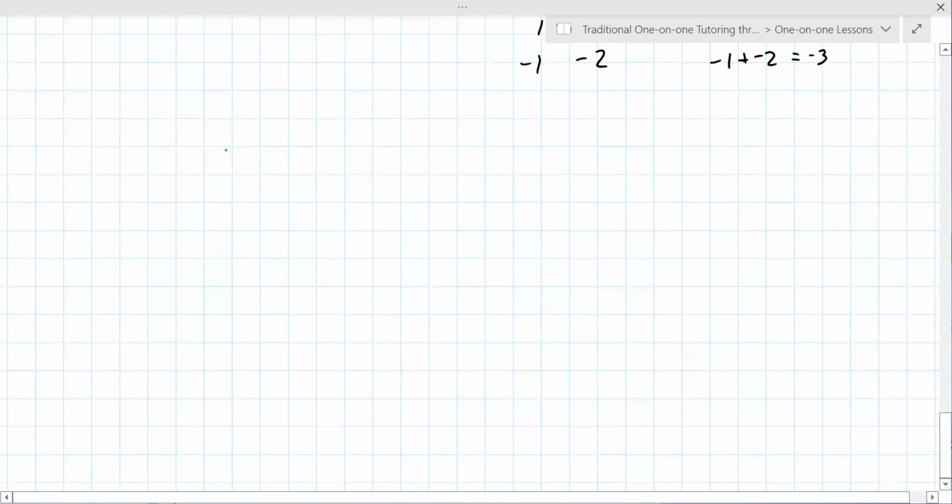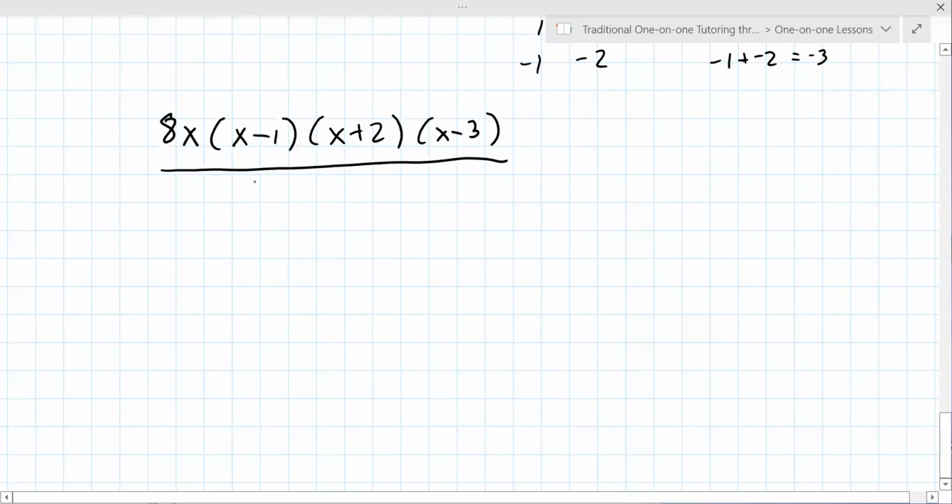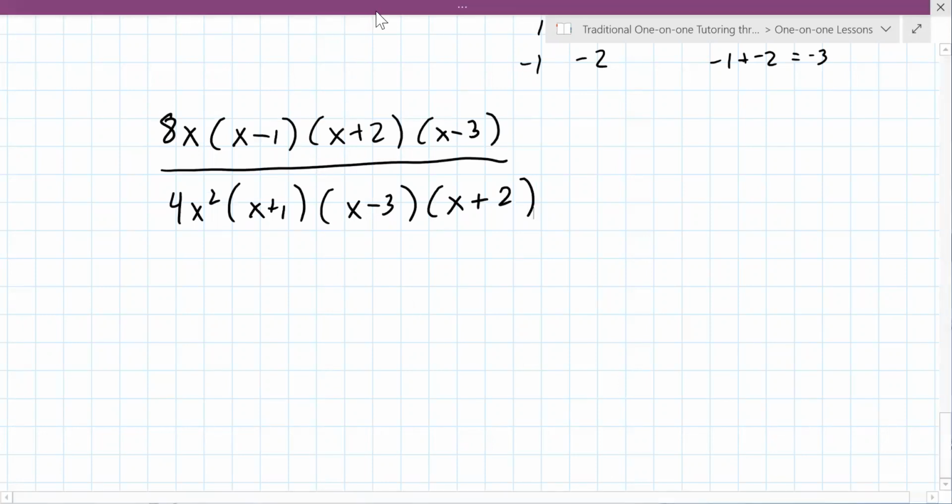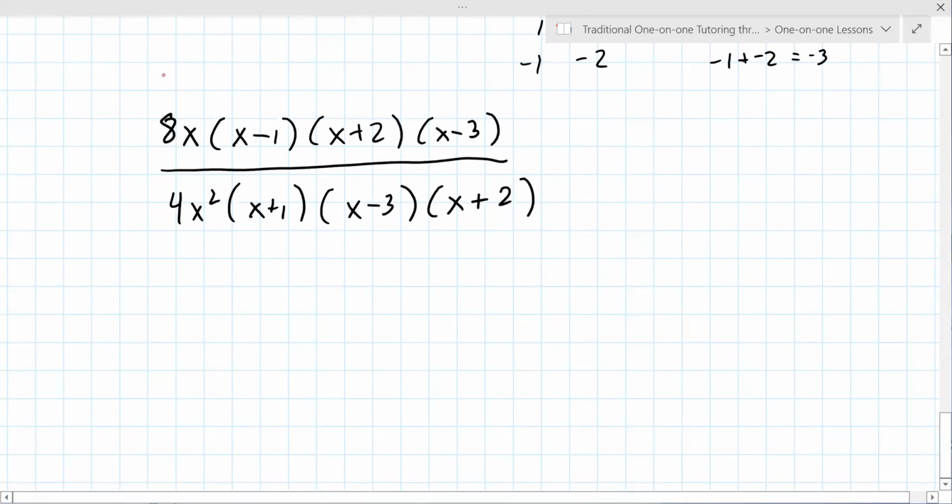Let me give you another example. This is really what I think your instructor was trying to achieve when they gave you this problem. We'll use Swiss numbers here. So we got 4x squared. You're supposed to identify things that are the same on the top and the bottom. Can you identify anything that's the same? x plus 2. Anything else? x minus 3.